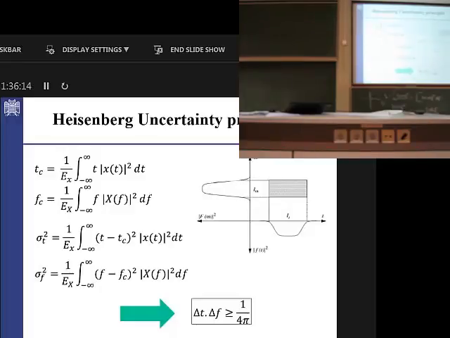And it means that either you want to have a very high time resolution, then you need to sacrifice the frequency resolution, or vice versa. You will not be able to have both resolutions in the finest possible state at the same time.